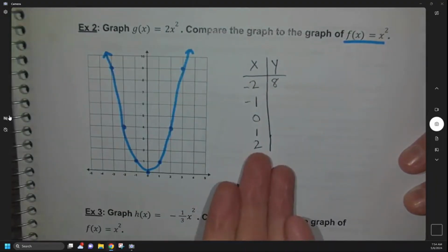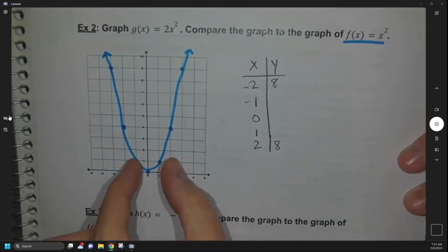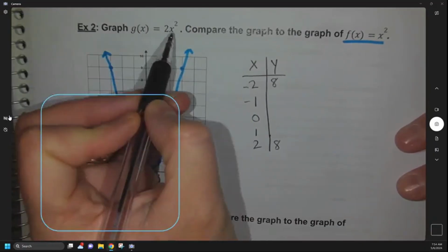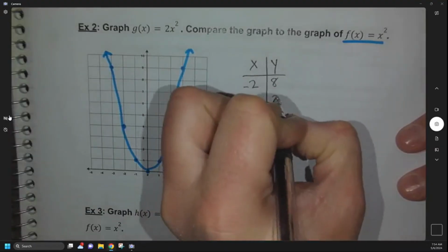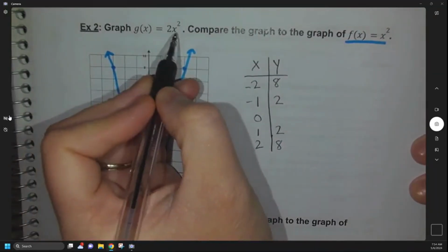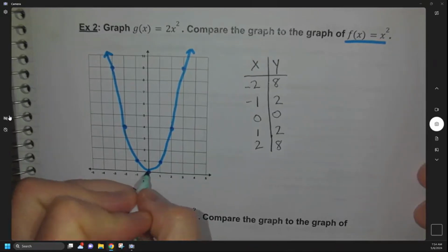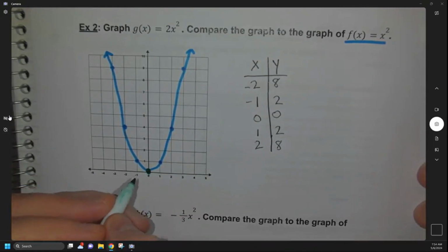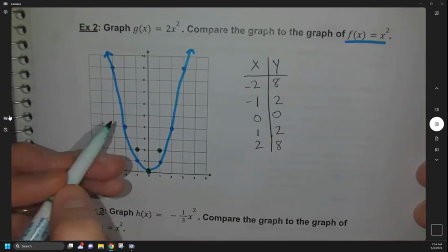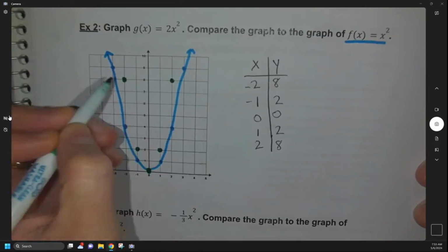And it's going to be the same for my +2, right? +2 times +2 is 4. 4 times 2 is 8. And you kind of notice that we've got those matching patterns on each side. If I'm plugging in -1, -1 squared is 1, times 2 is 2. +1 times +1 is 1, times 2 is 2. 0 squared is 0, times 2 is 0. So we're going to go ahead and plot those points. I've got 0, 0. I have -1, 2. And I have 1, 2. I have -2, 8. And +2, 8.